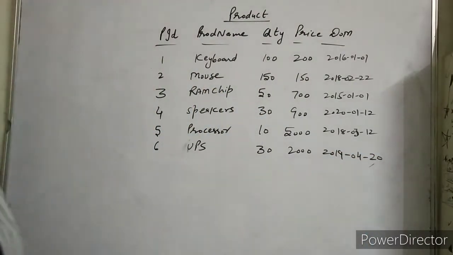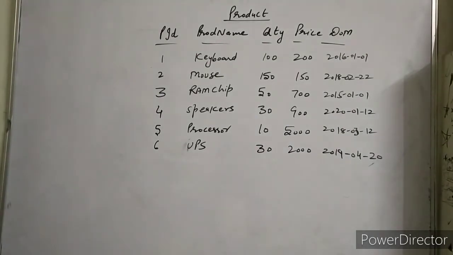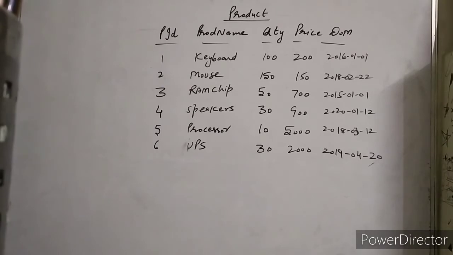Okay. Some data I have entered. Now you can see 6 records I have entered in my table: keyboard, mouse, RAM chip, speakers, processor, UPS. Quantity I have entered, price, date of manufacture. DOM is the date of manufacture. Now I am telling you a question.